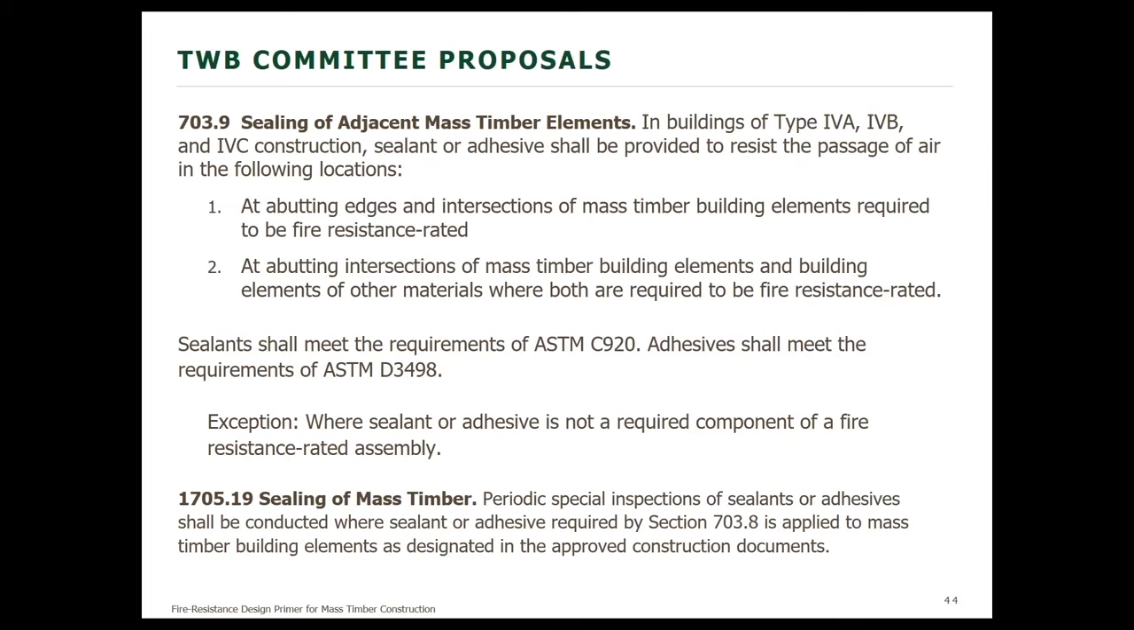These are a couple more of the special provisions associated with the proposal. First refers to the need for the sealing at the intersections of mass timber elements. Second is the need for the special inspection of the sealing of those intersections. It's important to note that the special inspection part of the proposal will be proposed as a public comment to be considered in Richmond this fall.